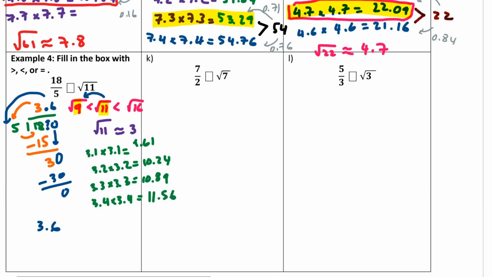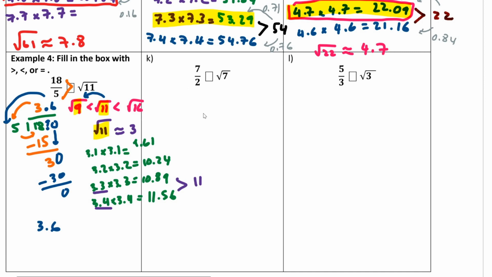Okay, so our 11 is going to stay in between these two numbers, which is either 3.3 or 3.4, and either one, either 3.3 or 3.4, is already less than 3.6. So we can stop right here and say that 18 over 5 is bigger than square root of 11. Again, because either 3.3 or 3.4 is already less than 3.6.